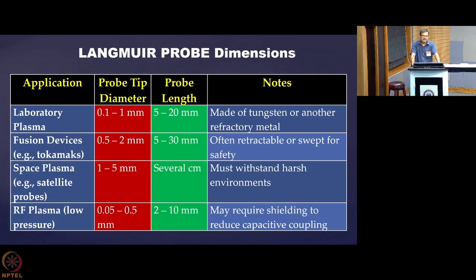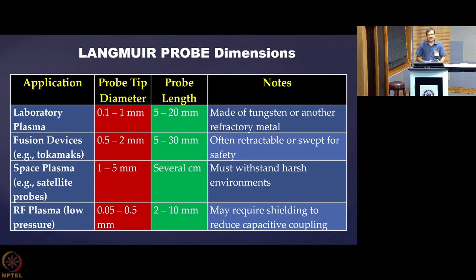Now, RF plasma, radio frequency plasma at low pressure. Here the probe tip diameter is usually very thin, 0.05 to 0.5 millimeter, and the probe length is usually 2 to 10 millimeter, and it may require shielding to reduce the capacitive coupling because you are using RF plasma. So this is the typical dimension.